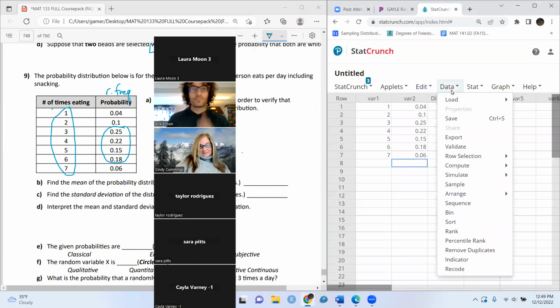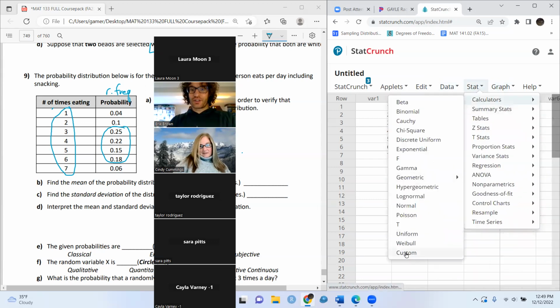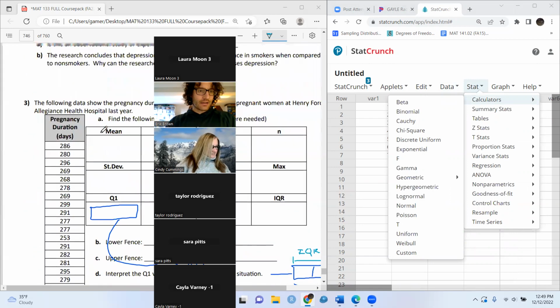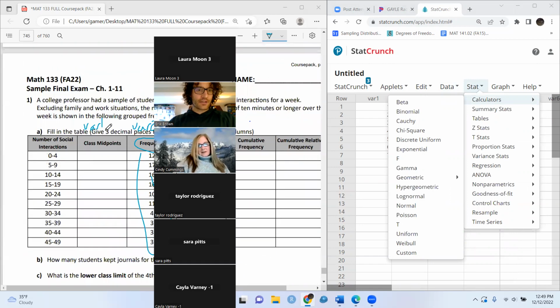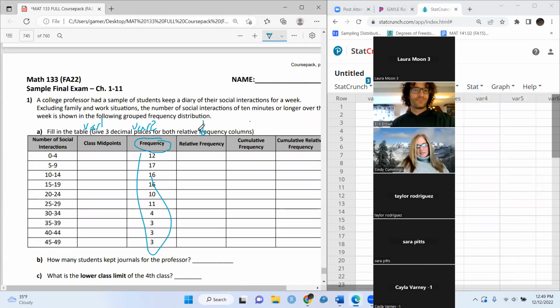With the decimals, you use Stat, Calculators, Custom. It shouldn't matter, Kayla. You should get the exact same answer or roughly the same answer. You might get slightly different answers, I think because of rounding.